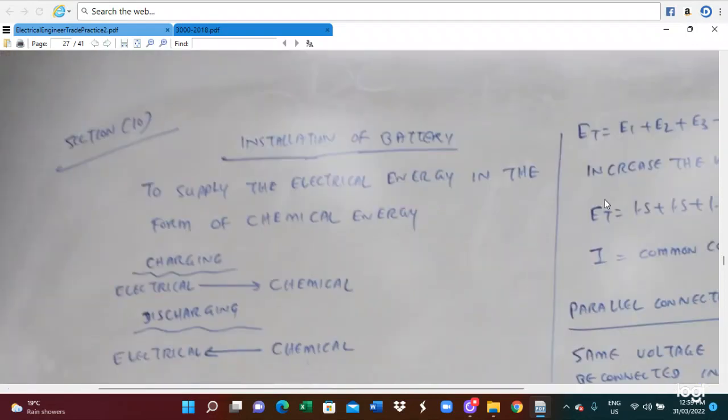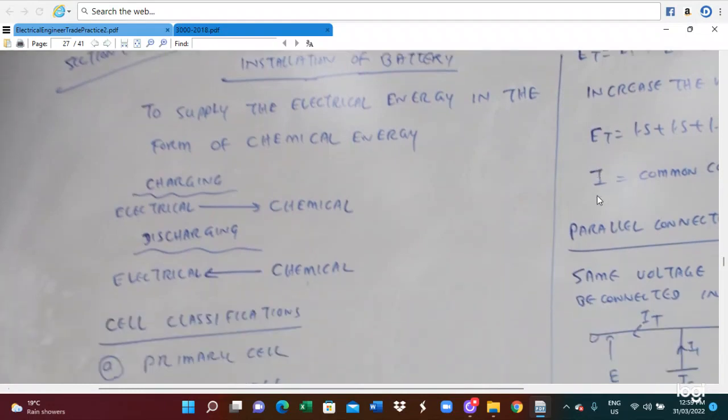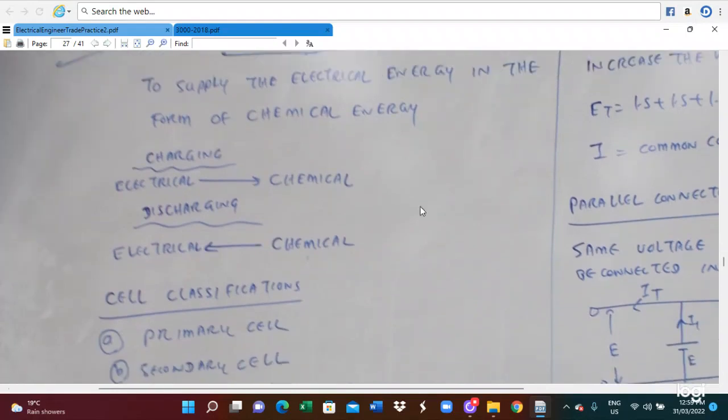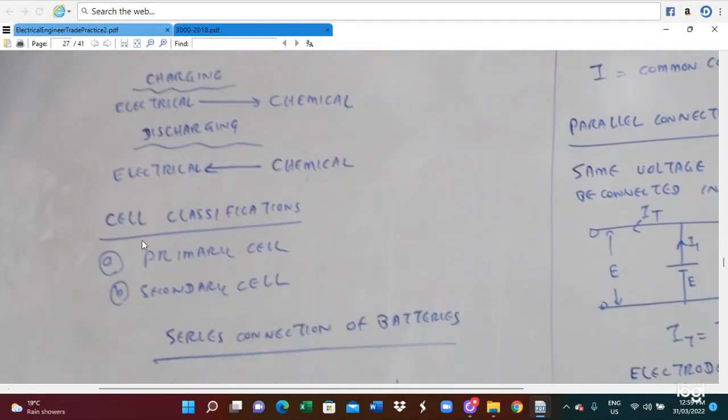So the next one is the installation of the battery, to supply electrical energy stored in the form of chemical energy. So this is for the battery sub principle. In the charging system, when batteries are charged, electricity is converted to chemical energy, and when discharging, chemical energy is converted to electricity. So cells are the primary cell and the secondary cell.